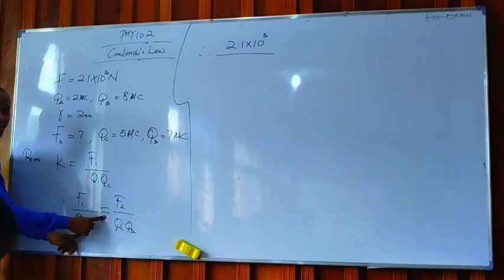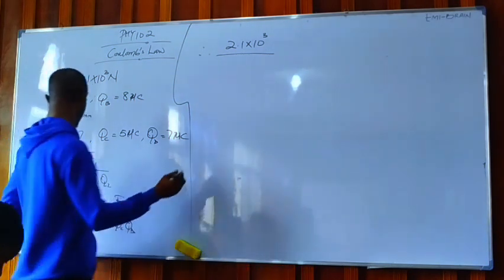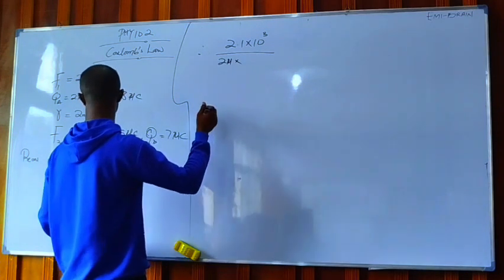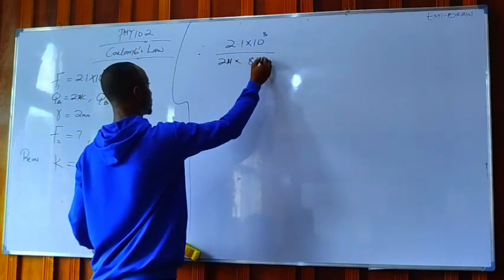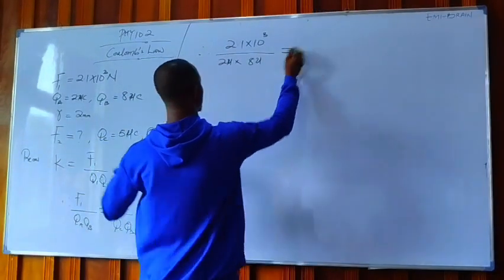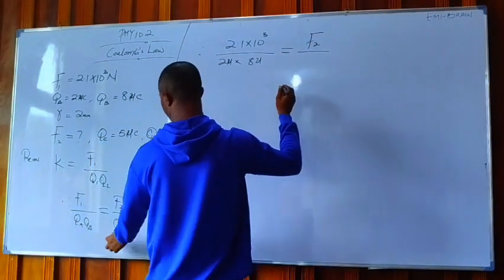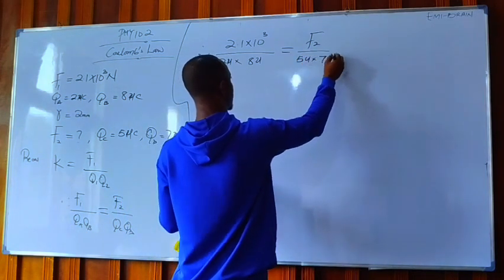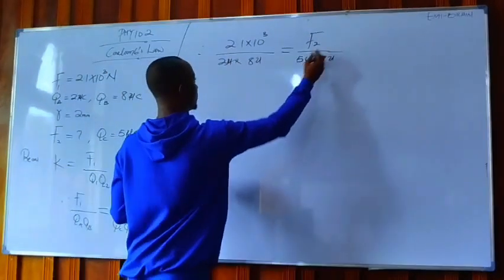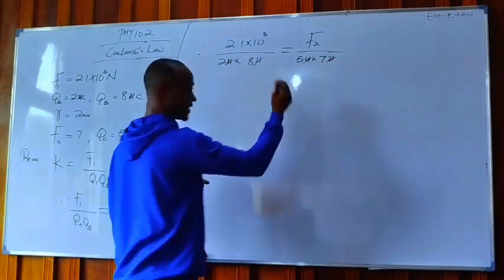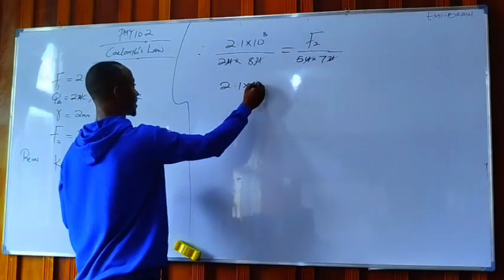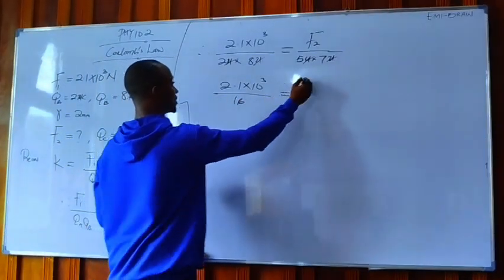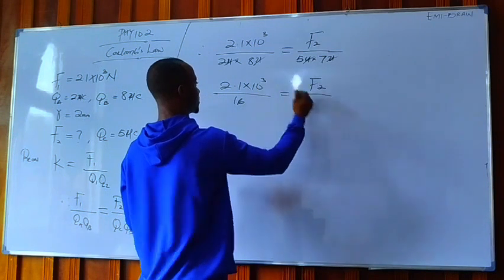But there's an equal sign here, so this will cancel this. Or let me put it and see. QA is 2 micro, times QB, 8 micro, equals F2, unknown, over QC, 5 micro, times 7 micro. Can micro cancel micro from here? Do you get the concept now? So 2.1 times 10 power 3, divided by 2 times 8, which is 16, equals F2 over 35.